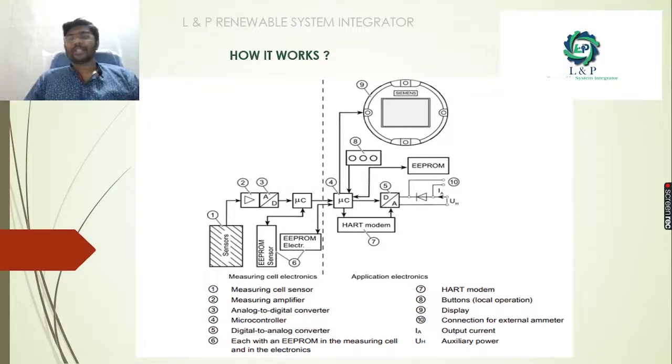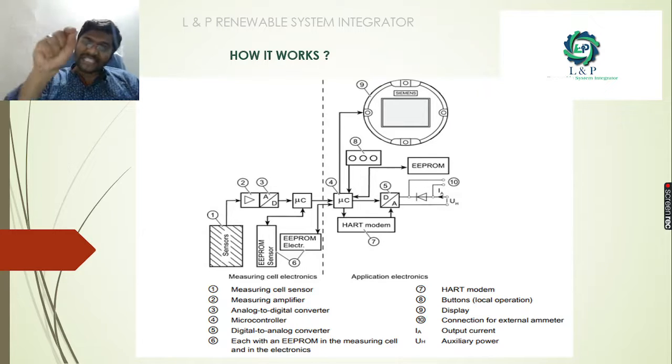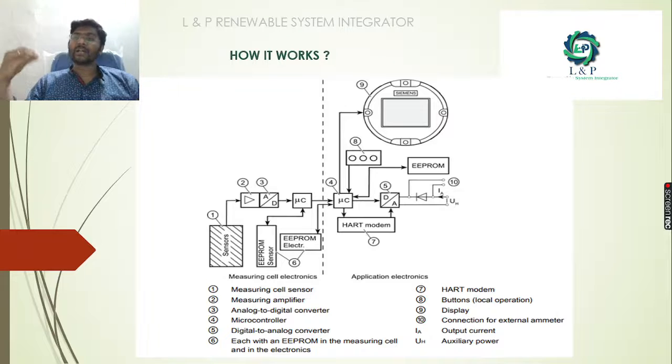And how does it work? As we know earlier, it has many electronic components in it. We have a sensor, an amplifier, an analog to digital converter, a microcontroller, a digital to analog converter, and an EEPROM. This is an example, represented as the Siemens pressure transmitter. This is a basic example we have provided. The basic function of the sensor is to measure the physical change happening inside the container or inside the tube where we connect the pressure transmitter.